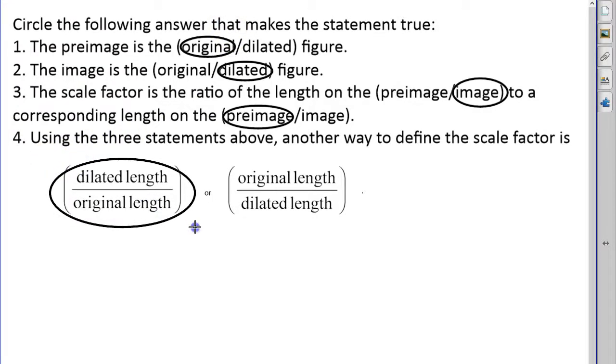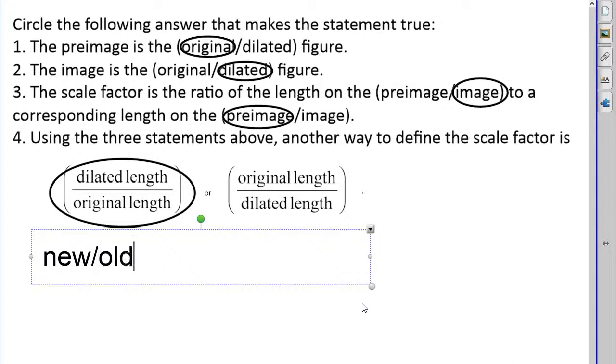Hopefully you said dilated length over original length. Okay, that's what it basically is. Or another way to do it is this: new over old. That's another way to define scale factor.